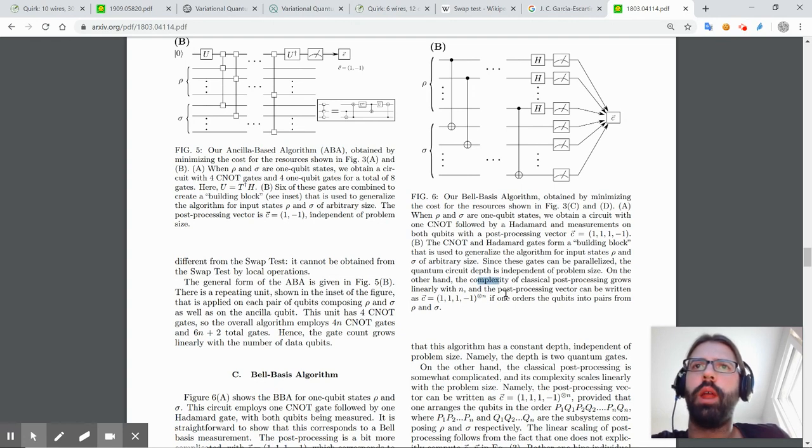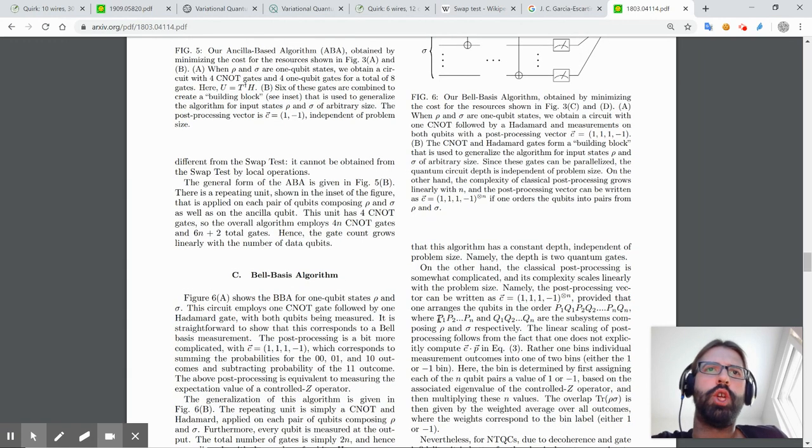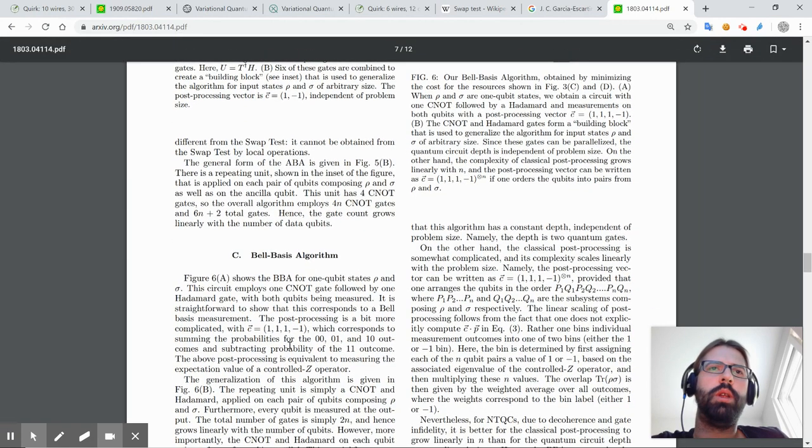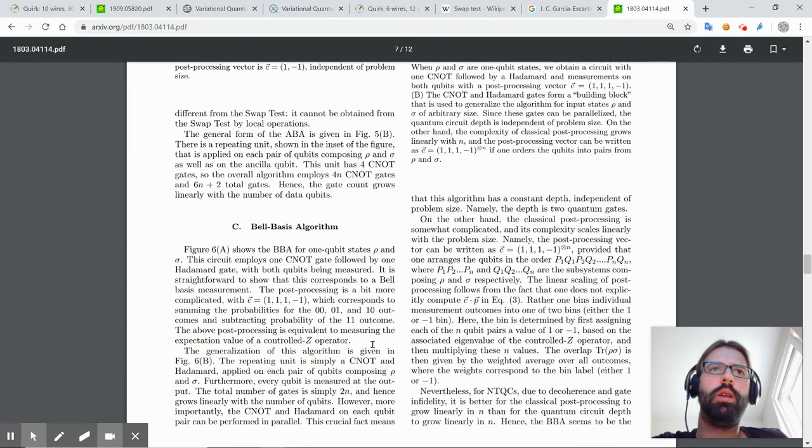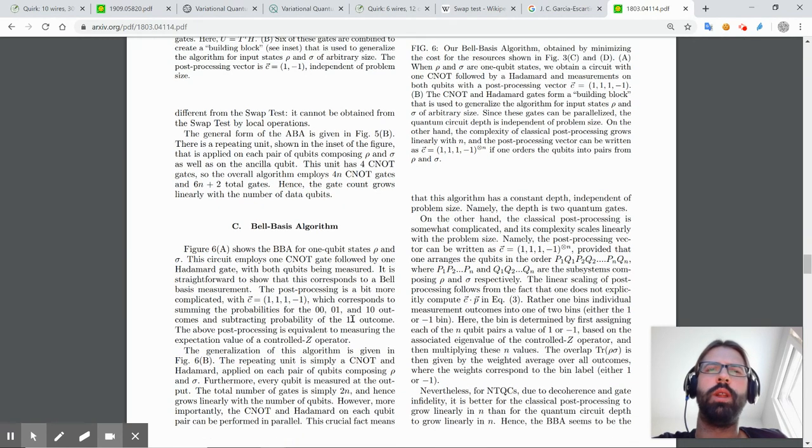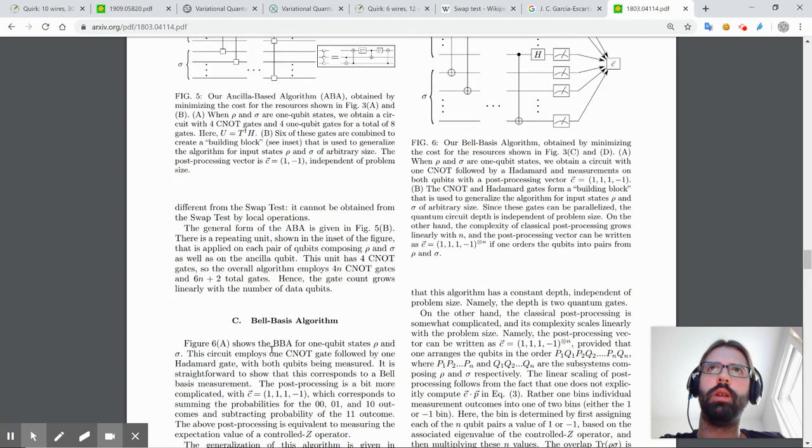Scales linearly with n, and the post-processing vector can be written, if one orders the qubits into pairs, which corresponds to summing the probabilities. Okay, so you sum the probabilities, and then you subtract the ones from 11. That's interesting, I don't know why. Okay, this is the equivalent of measuring the expectation value of a controlled Z operator. The generalization of this algorithm. Yeah, but then what do you do with the result? Like, how do you know?